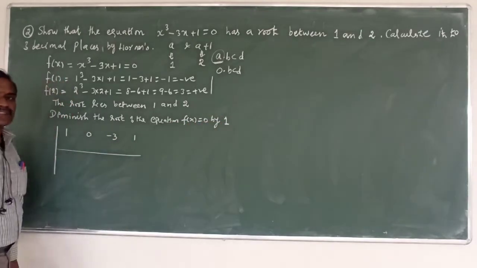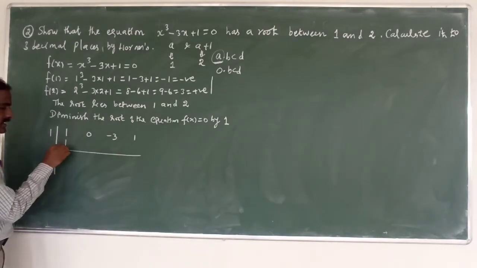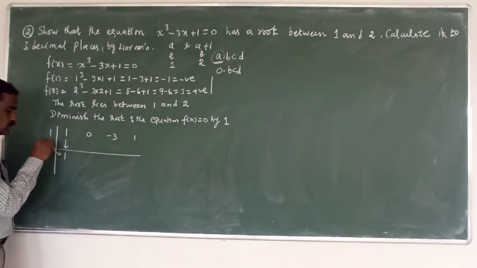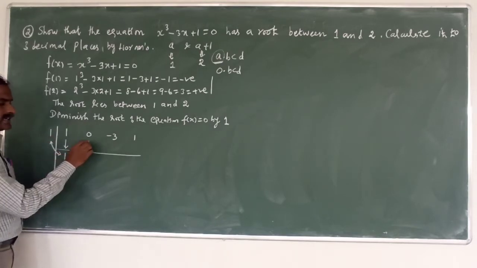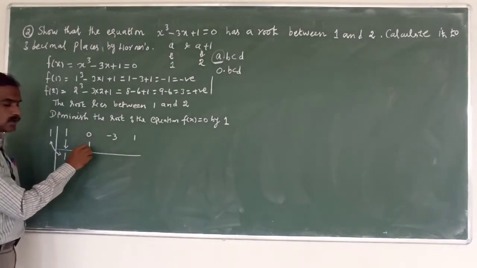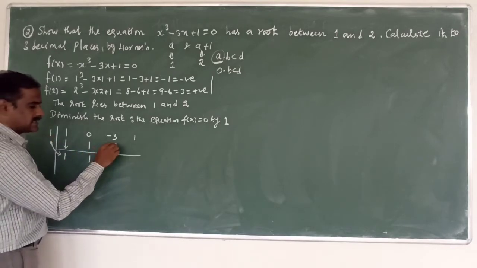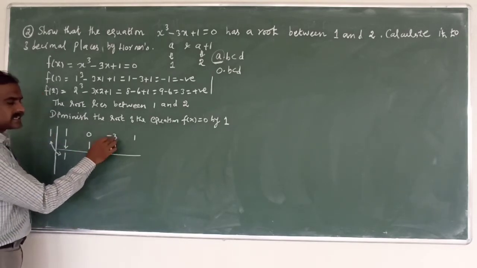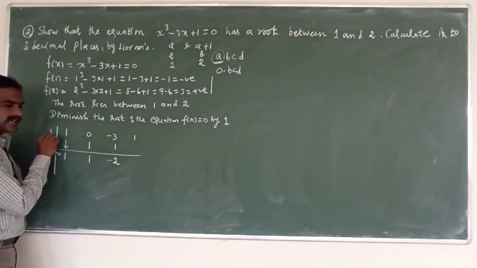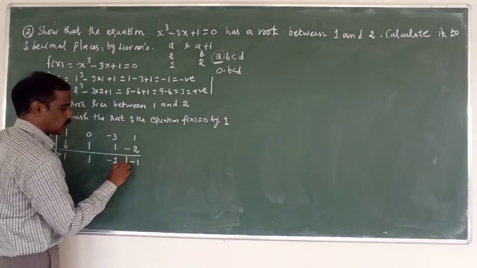Divide by 1, diminish by 1. Here we fix 1. The 1 we write as it is, and multiply these two. 1 into 1 is 1, and that 1 we fix here. Now add these two values, 0 and 1, result 1, and multiply 1 with 1. We get the result 1. Now subtract these two, the result is minus 2. Now minus 2 multiplied with 1 gives minus 2. Now the result is minus 1.